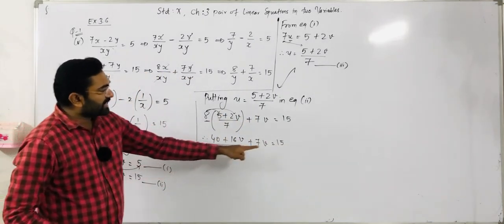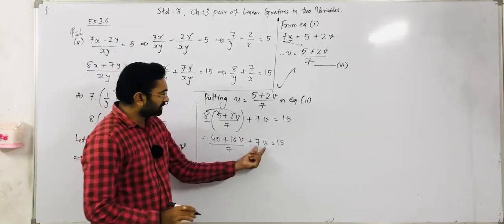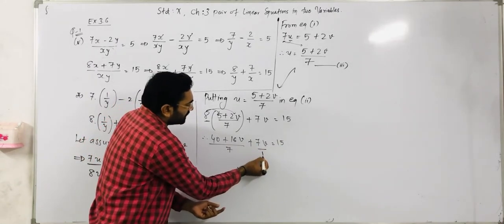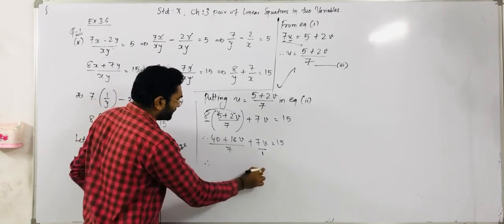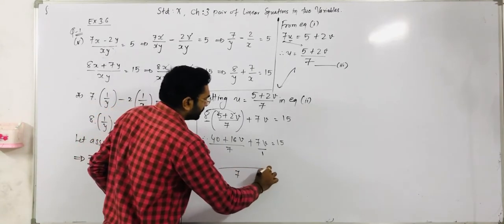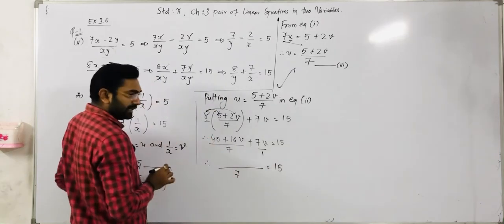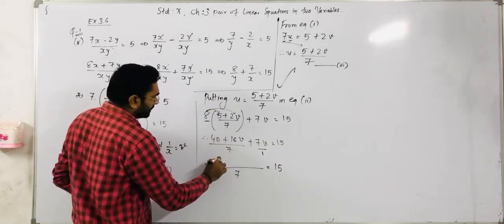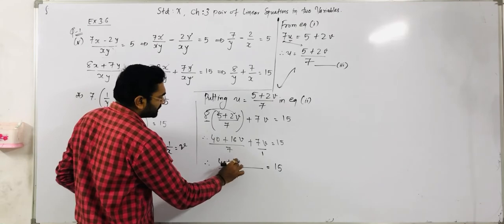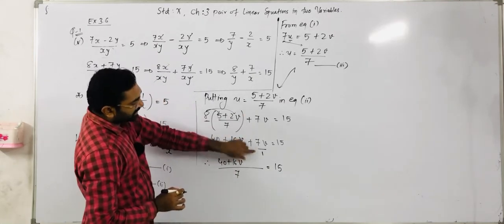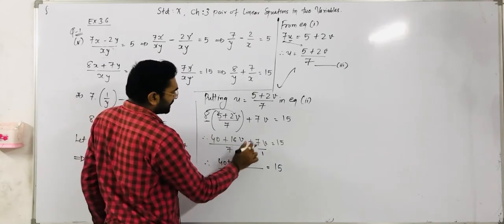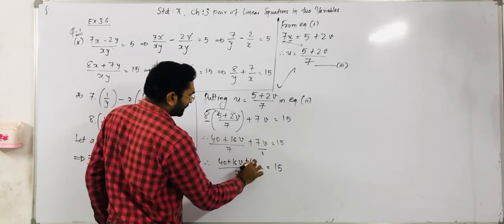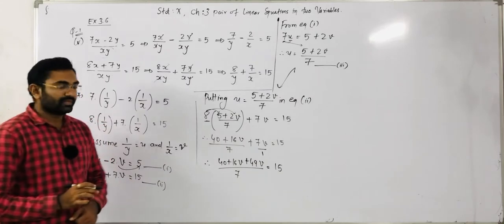Now 7 is not directly multiplied with 15, because there is another term with 1 as its denominator. So for that we have to take the LCM. The LCM is 7. So 40 plus 16v we write as it is, but we need to multiply the other numerator term by 7 as well. So 7 sevens are 49v.